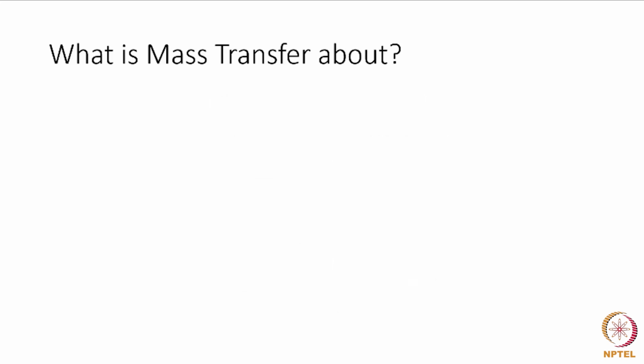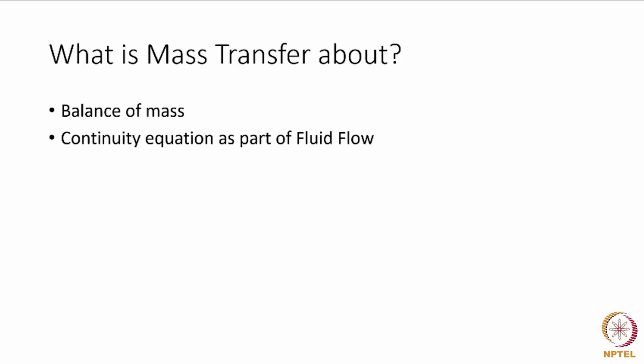So what is mass transfer about? It's about the balance of mass, and we have already done a derivation earlier in the chapter for fluid flow, what is called the continuity equation. And in what way is this chapter on mass transfer different from what we have done earlier?